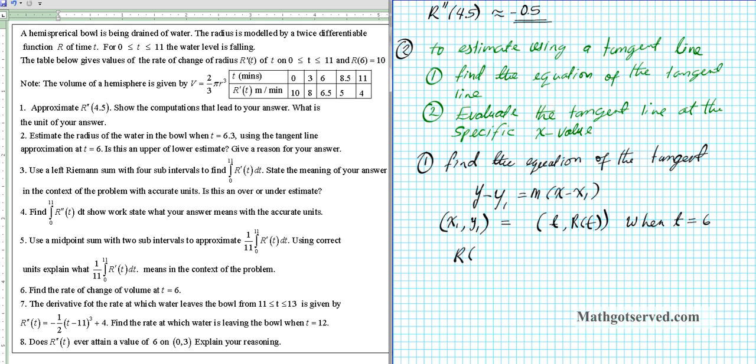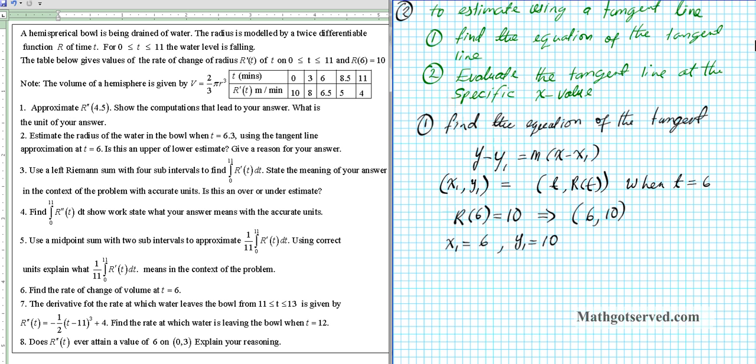What does that tell us? R of 6 is equal to 10 implies that this point right here, 6 comma 10, is a point on the curve of R. All right, so what does this mean? It simply tells us that x1 is equal to 6, the x coordinate, and y1 is equal to 10. Now we have our x1 and y1. Now the next thing we need is the slope to write down the equation of our line. So m is basically the derivative at x equals 6. So m is basically r prime of 6.